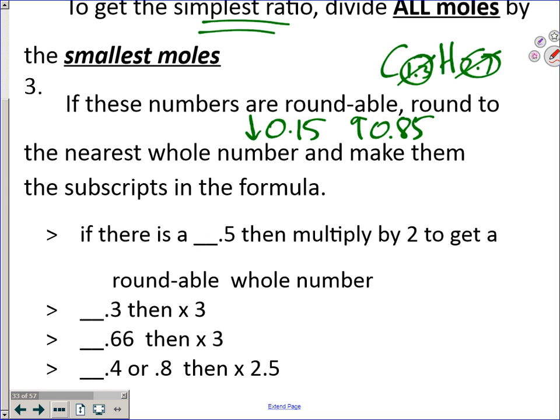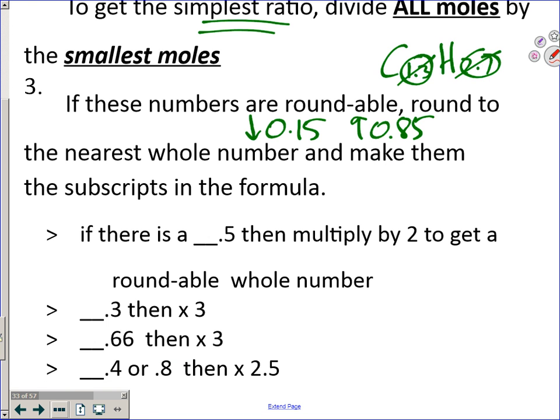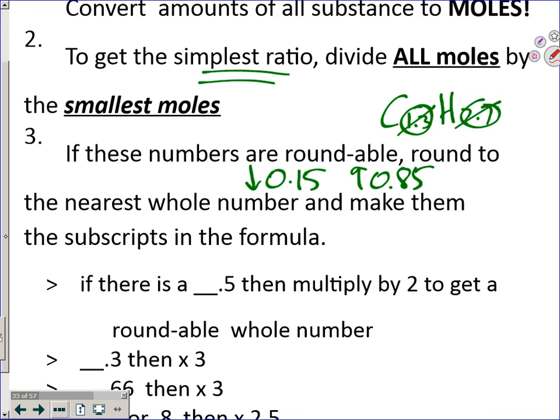Like it could be 1.15. I'd round that down to 1. Or it could be 2.85 and I'd round that up to 3. But any of these other situations, we have to modify the subscript just to get the ratio right. So here's how you modify. If you have a 0.5 ending, you just multiply by 2.